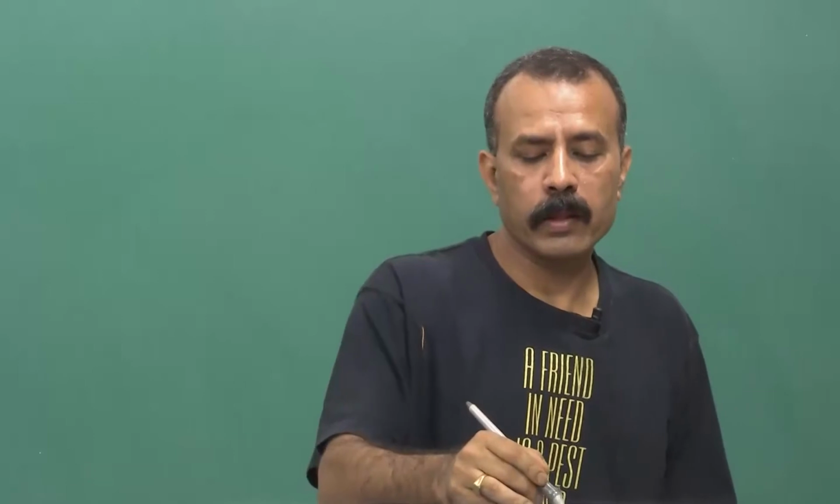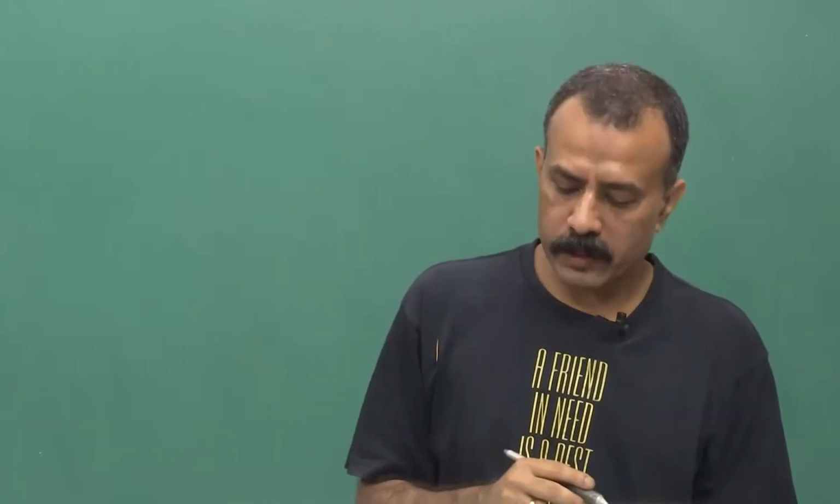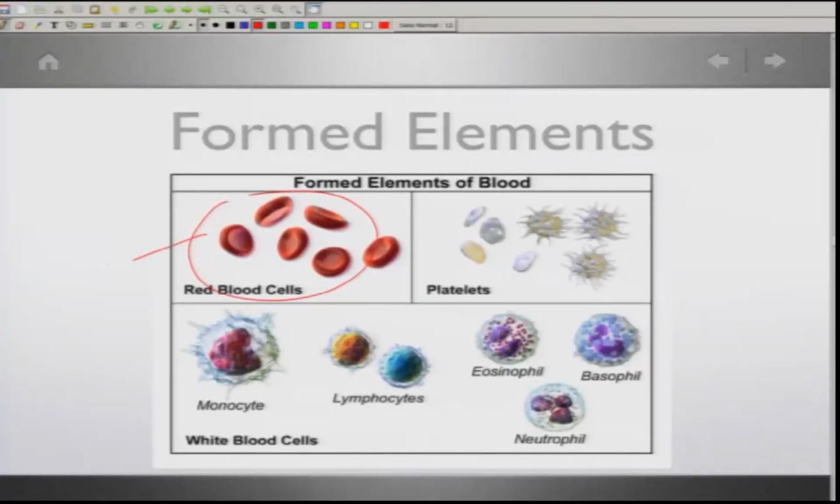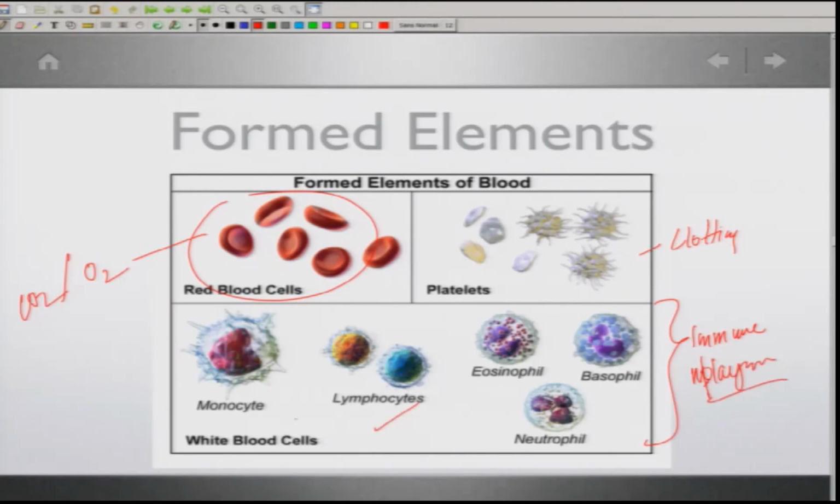Okay. So, now coming back, these are the structures of the formed elements: red blood cells, oxygen carrying; platelets for clotting; and these are your immune players, the major players of immunity: lymphocytes, monocytes, eosinophil, basophil, and neutrophil.